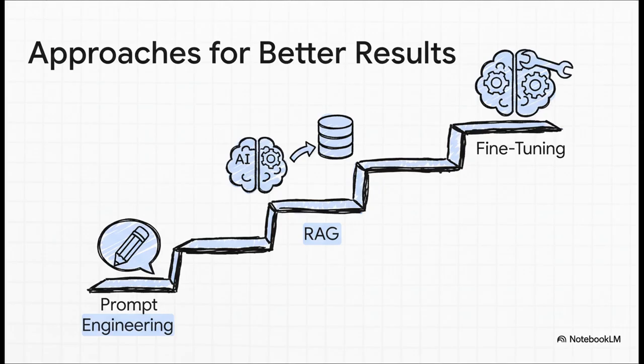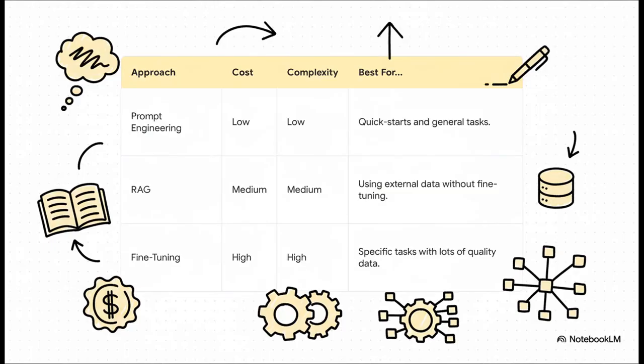The first rung is prompt engineering. The next step up is something called retrieval augmented generation. We just call it RAG. And the most advanced is fine-tuning. The real key is knowing which one is right for your situation. Prompt engineering is the easiest way in, low cost, low complexity. It's really just about getting better at writing clear, detailed instructions for the AI.